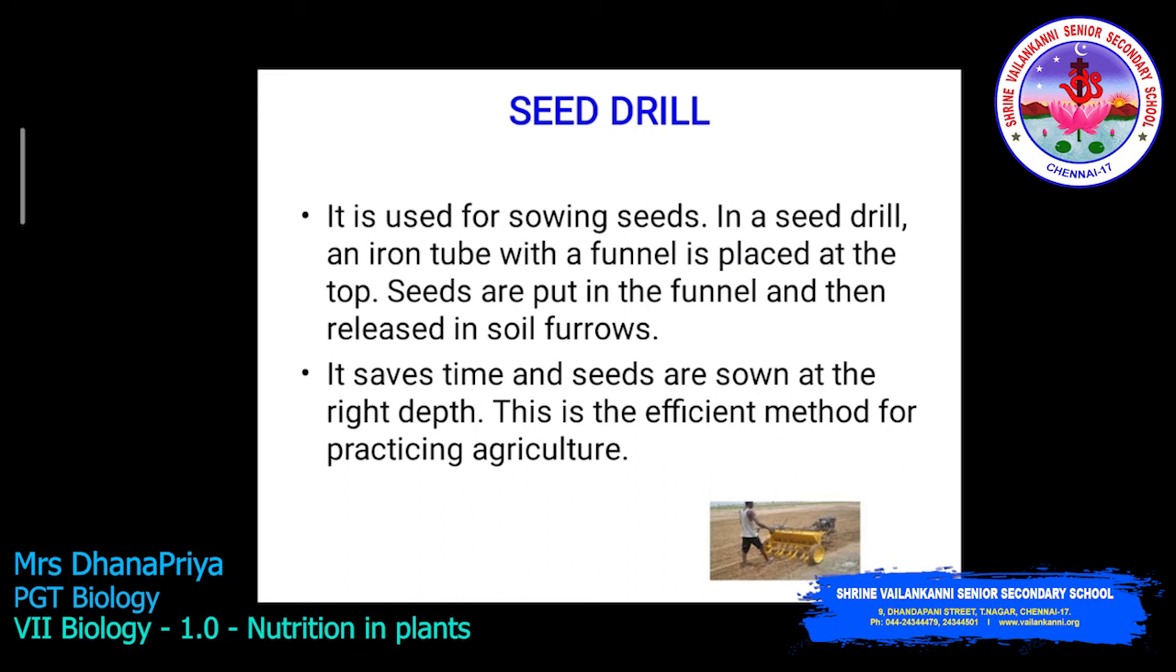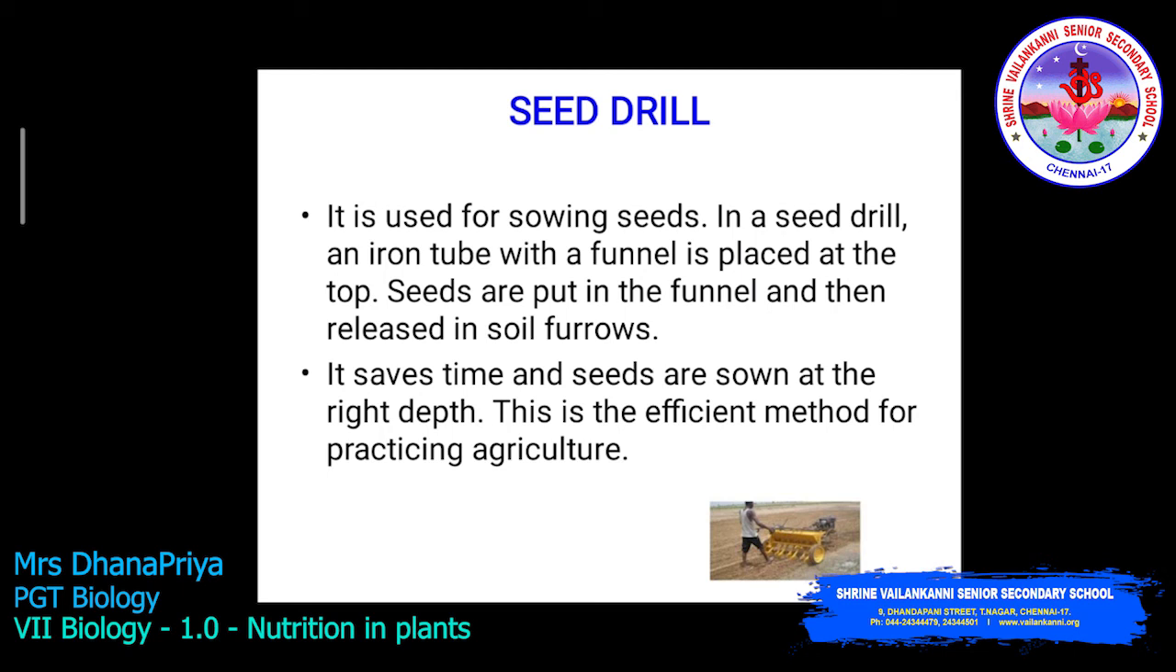Seed drill. It is used for sowing seeds. In a seed drill, an iron tube with a funnel is placed at the top. Seeds are put in the funnel and then released into the soil furrows. It saves time and seeds are sown at the right depth. So this is an efficient method for practicing agriculture. Seed drill is another method used as an agricultural implement.